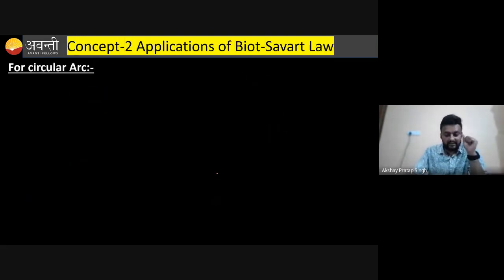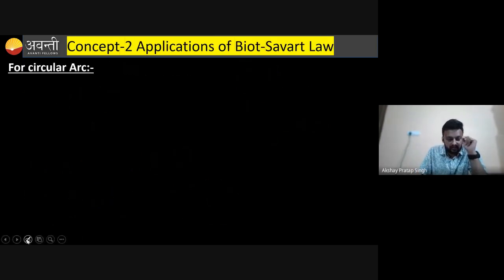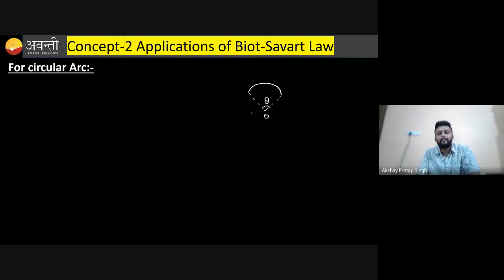Now, the question arises, sir, this is a complete circular loop. What if the loop is not complete? It's just an arc. So this is another concept I will explain. Let's suppose this is an arc. If this is an arc, let's suppose it makes an angle theta at the center and it carries a current I.